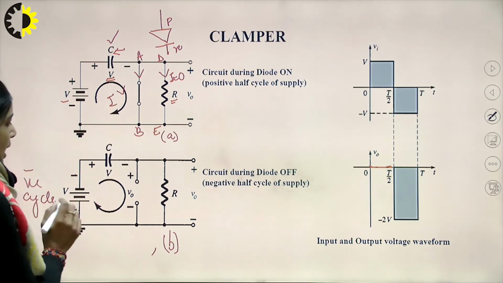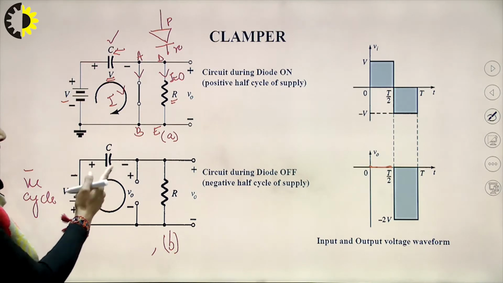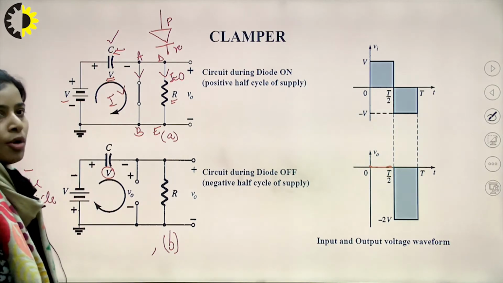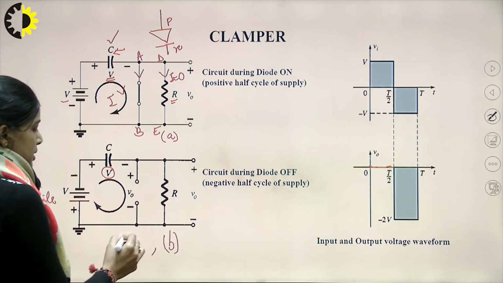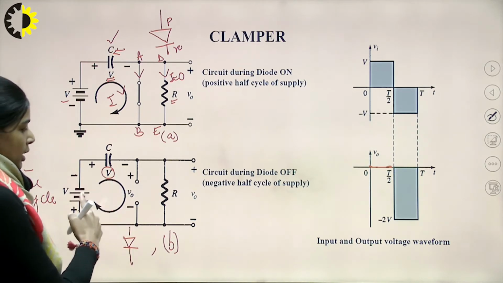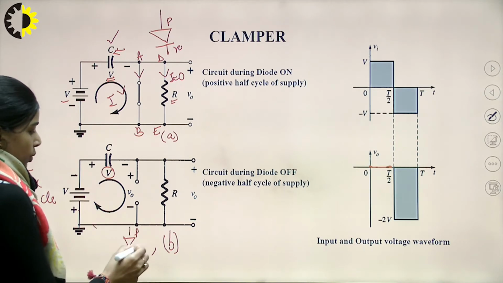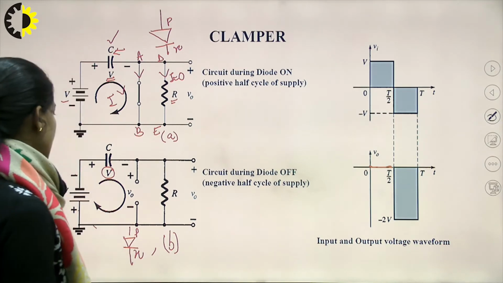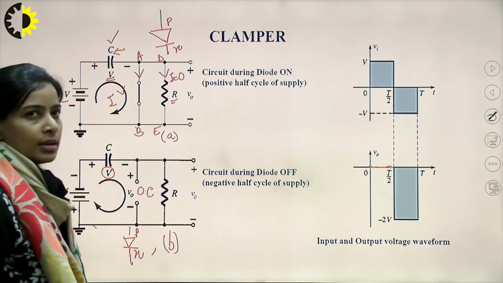So, for the next cycle, the negative cycle, what will happen? Here we have a negative value of V, and this capacitance was charged to a value V during the positive half cycle. Now, the diode that was connected here like this is now connected to negative, and from this side it is connected to positive.